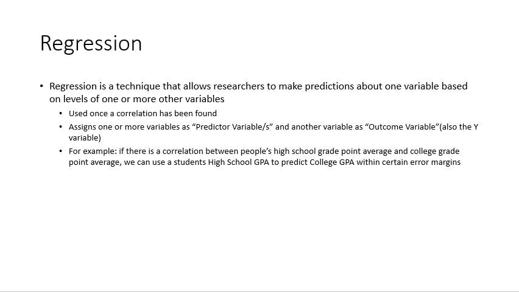One thing we have to be careful to always remember about correlations is that we can't perfectly predict for any individual. All we can do is predict likelihoods, like it's likely that this person with a high high school grade point average will also have a high college grade point average, but it's certainly not definite.